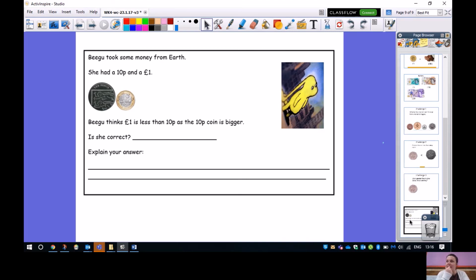What do I know about pennies? How many pennies are there in a pound? There are 100 pennies in a pound. So is 100 pennies bigger than 10 pennies, or is 10 pennies bigger than 100 pennies? 10 pennies is much smaller than 100 pennies, which means Bigu is wrong because £1 is more than 10p.